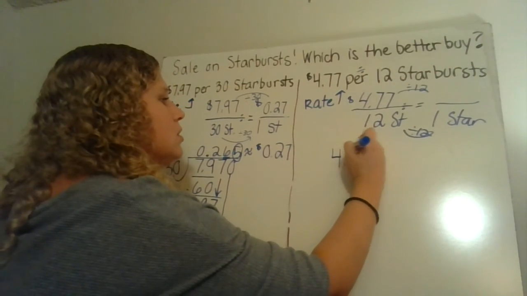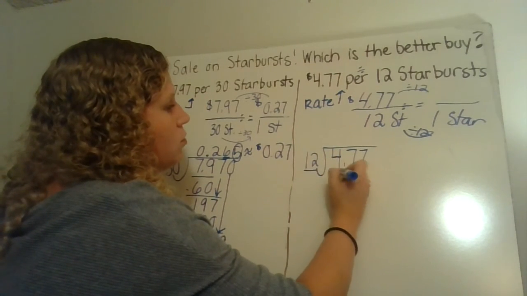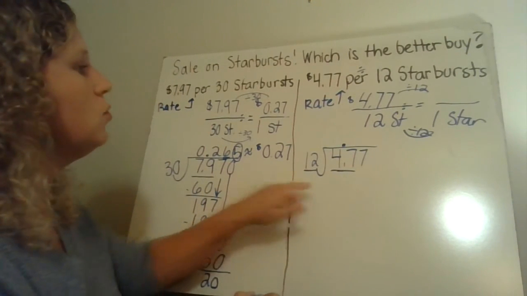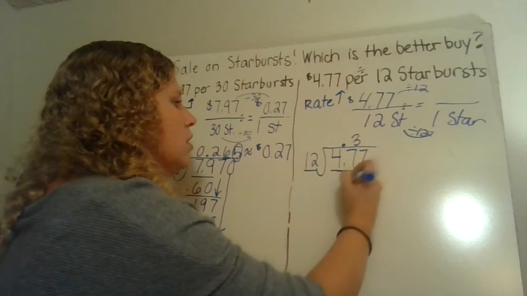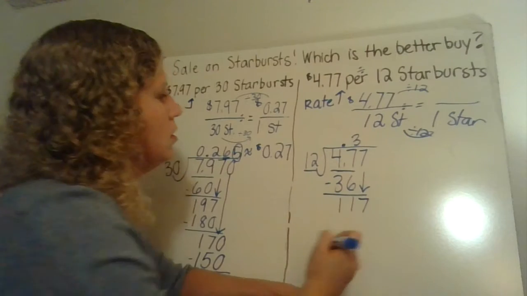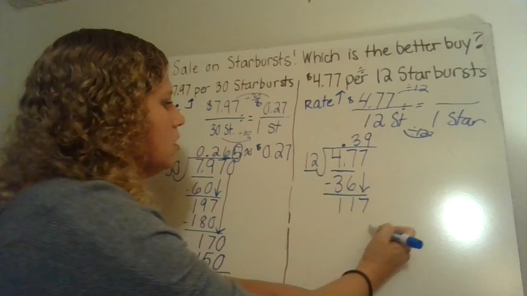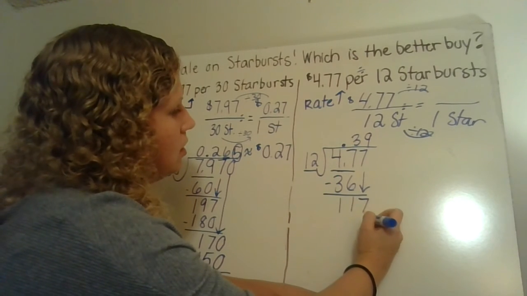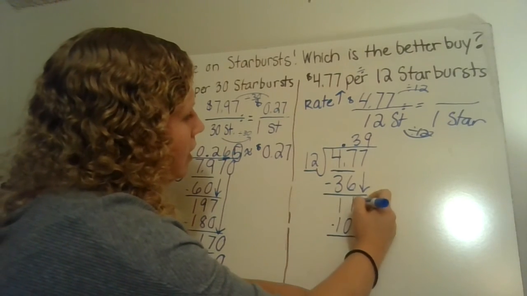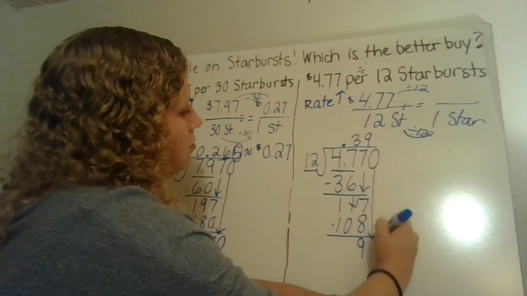So, $4.77 goes in the house, divided by 12. 12 does not go into 4, but it does go into 47. I'm going to bring my decimal up to my answer. 4 times 12 is 48, so it's got to be 3. 3 times 12 is 36. Subtract and you get 11. Bring down a 7. 12 times 9 is going to get me closest here. 12 times 9 is 108. I subtract, I get 9, and I bring down a 0.